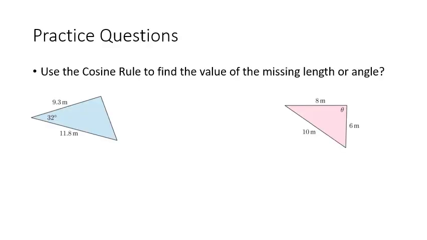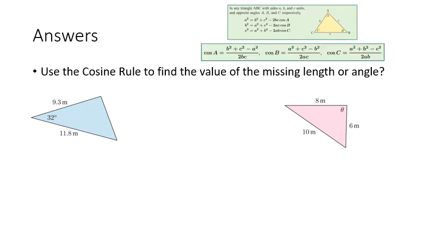Here are some practice questions on the cosine rule that I'd like you to have a try. Please feel free to pause the video. In the first question, you're looking for the missing length, and in the second question, you're looking for the angle at theta. Once you think you've got the correct answers, continue the video and we'll see how you went.